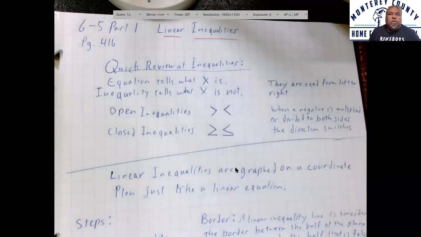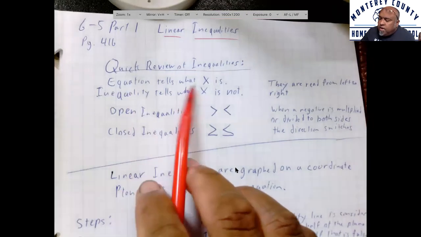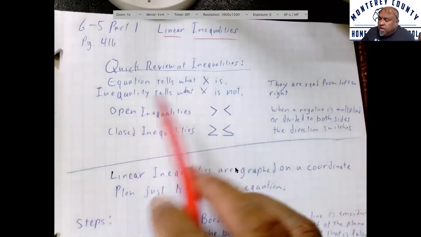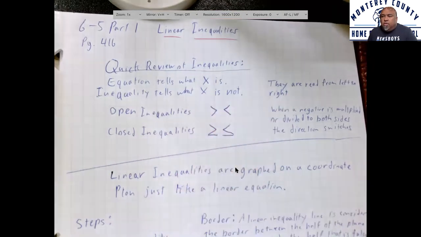So first, I want to do a quick review of inequalities, what you had learned before, so that it refreshes your memory, okay? An equation tells you what x is, or whatever your variable is. An inequality tells you what x is not, okay? So if I had an equation x equals 5, or an inequality x is greater than 5, then it tells you some information about what x is not, rather than what x is.